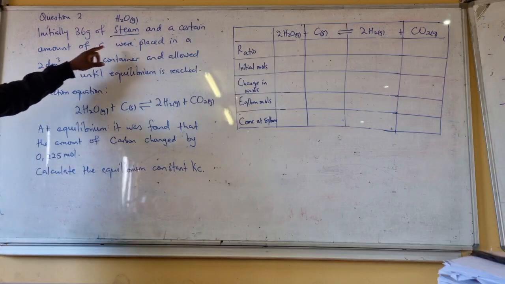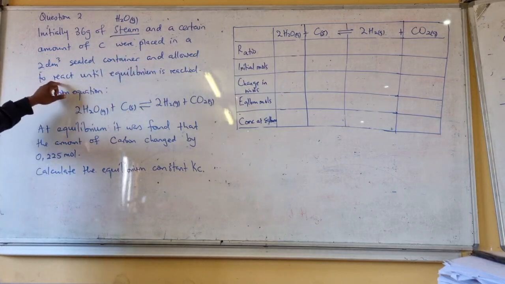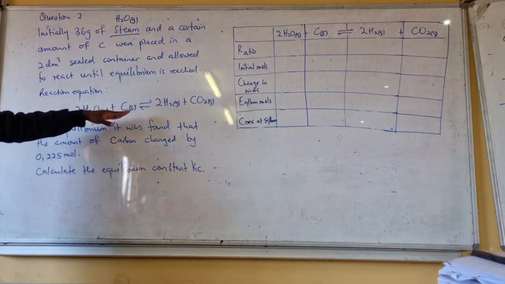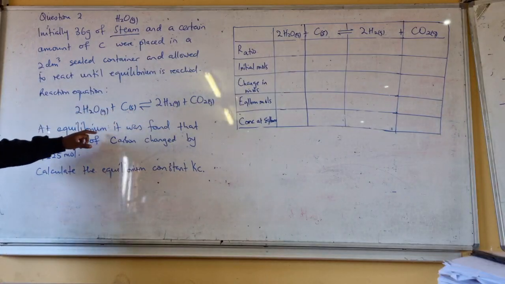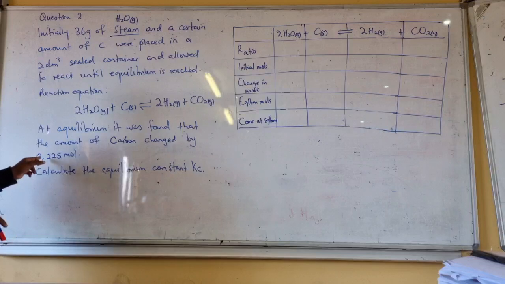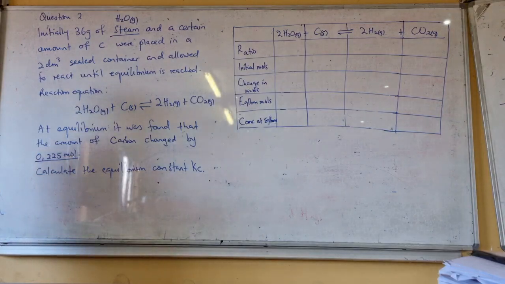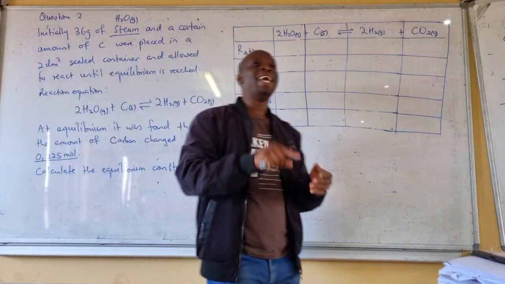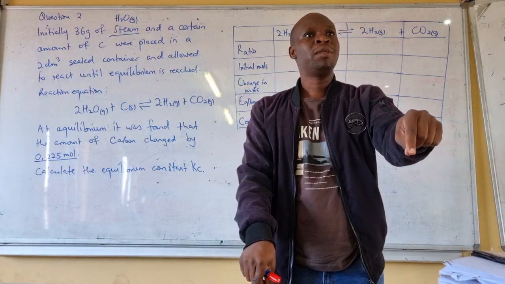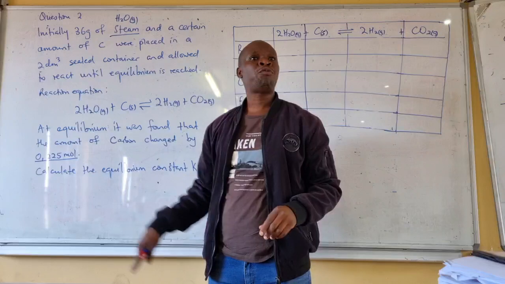Right, the two are placed in a 2 cubic decimeter sealed container and allowed to react until equilibrium is reached. The reaction equation is given. Right, at equilibrium, it was found that the amount of carbon changed by 0.225 moles. Right, in the previous questions that we were looking at, you'll be given the number of moles at equilibrium or concentration at equilibrium. This time around, you are given the change in the number of moles.